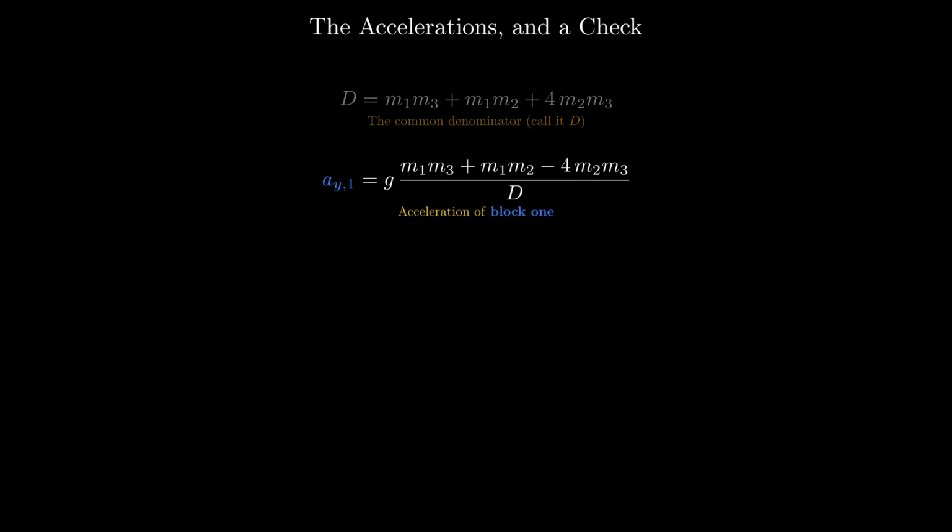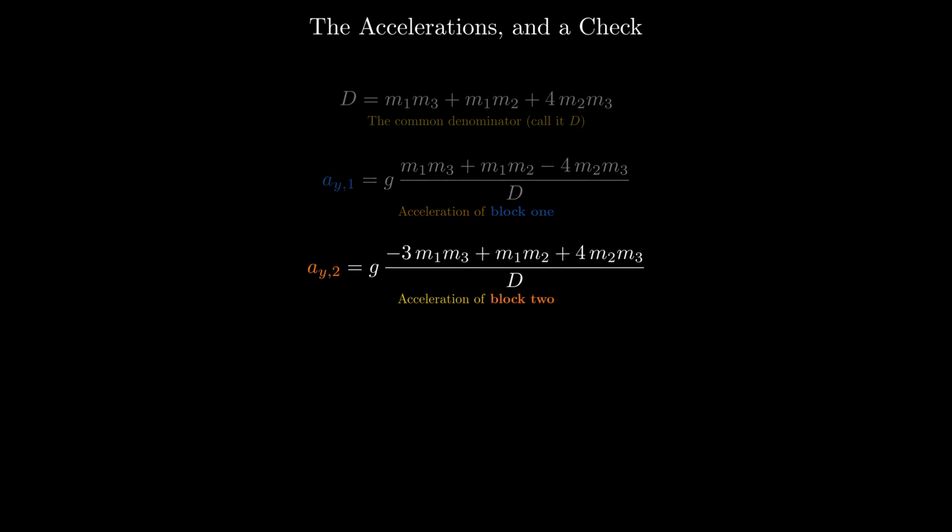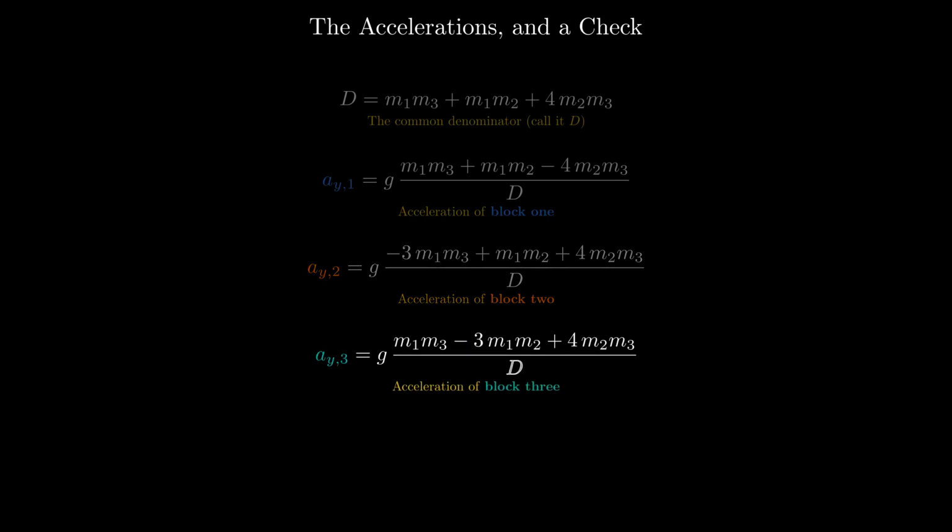Block 1's acceleration is g times mass 1 mass 3 plus mass 1 mass 2 minus 4 mass 2 mass 3, all over that denominator. Block 2's acceleration is g times minus 3 mass 1 mass 3 plus mass 1 mass 2 plus 4 mass 2 mass 3 over the denominator. And block 3's acceleration is g times mass 1 mass 3 minus 3 mass 1 mass 2 plus 4 mass 2 mass 3 over the denominator.